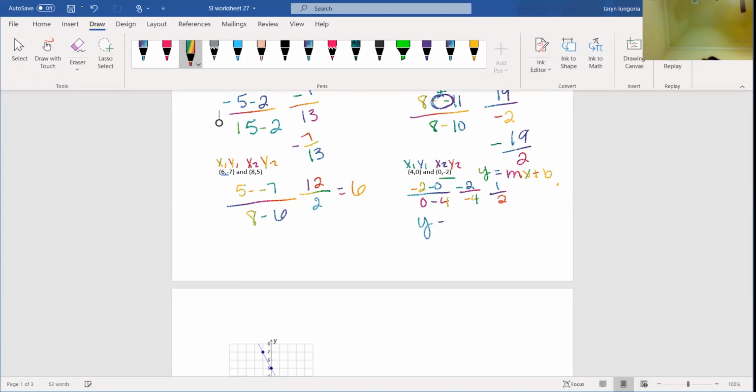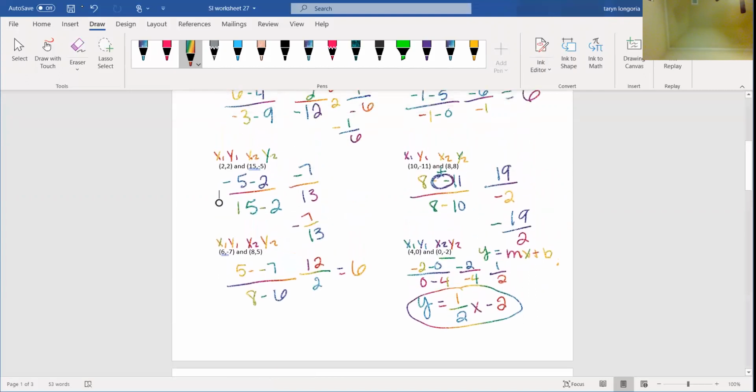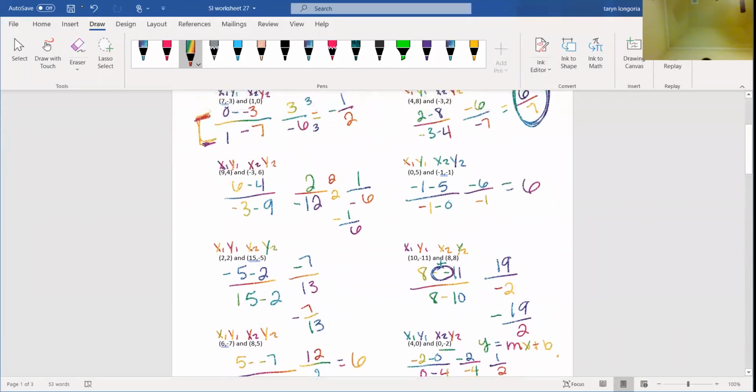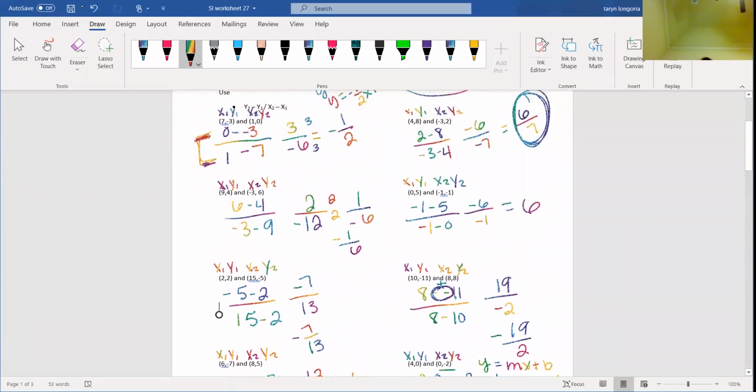So y equals half x minus 2. That would be your whole thing. Now, if I wanted to show you how to do it, let's go with this one up here. So I'm going to erase this just so I can have a little bit more room.